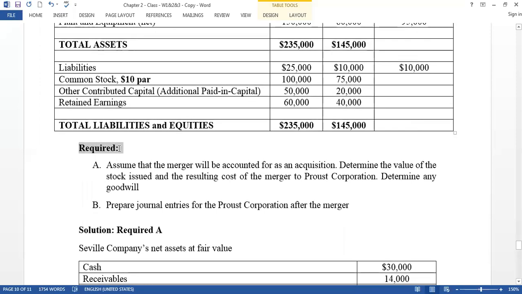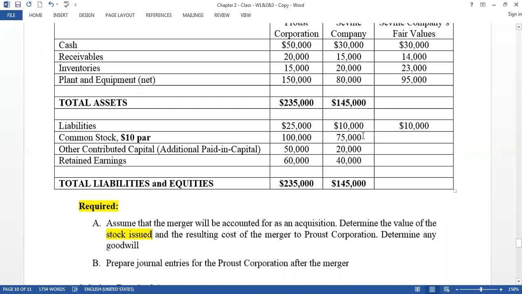So what is required? What are we going to solve? Assume that the merger will be accounted for as an acquisition. That means you are going to buy, and determine the value of the stock issued and the resulting cost of the merger. We are going to determine how many stocks we have to give them. Very simple. If you give me 2 shares, I am going to give you 1 share, right? So we have to calculate.